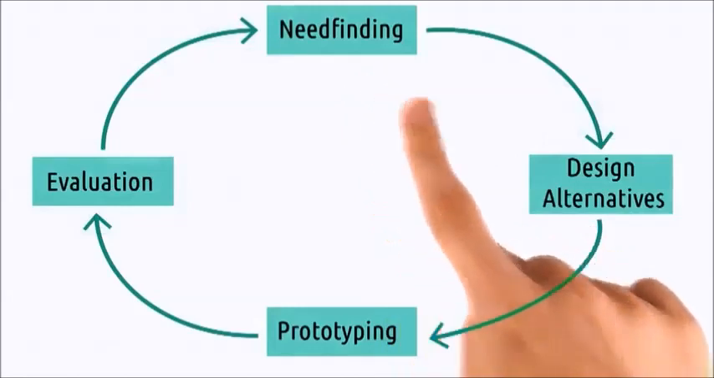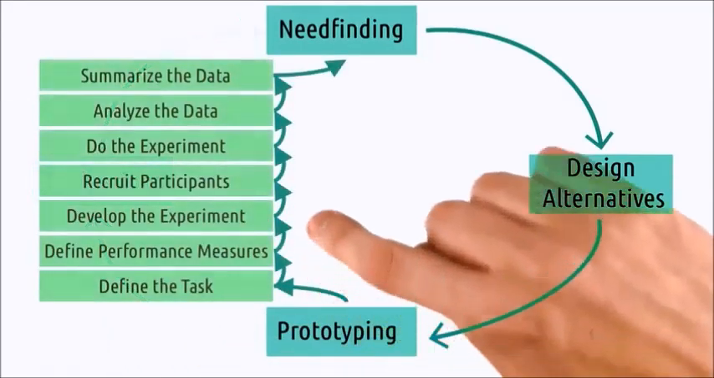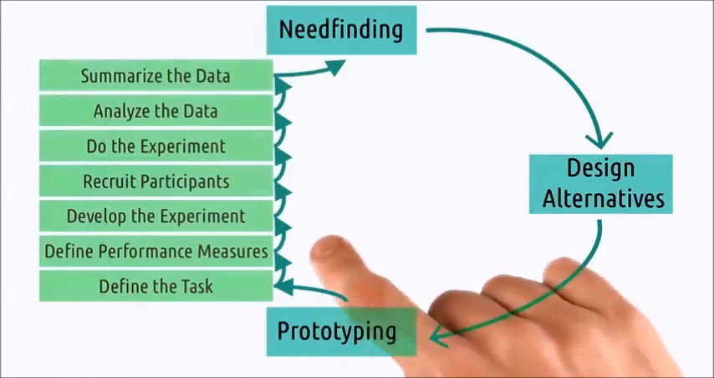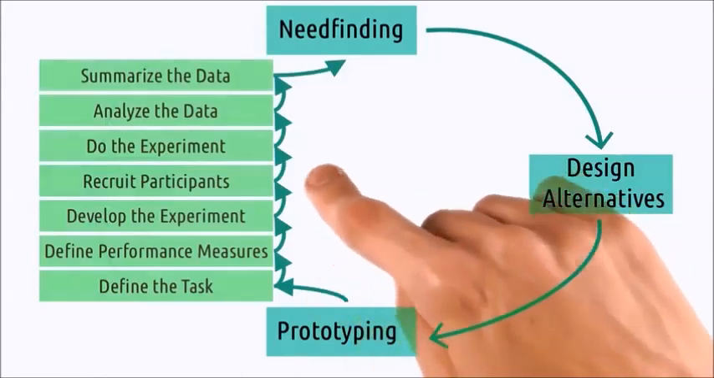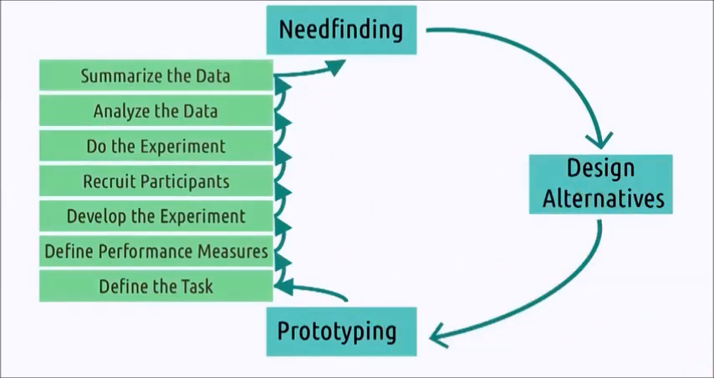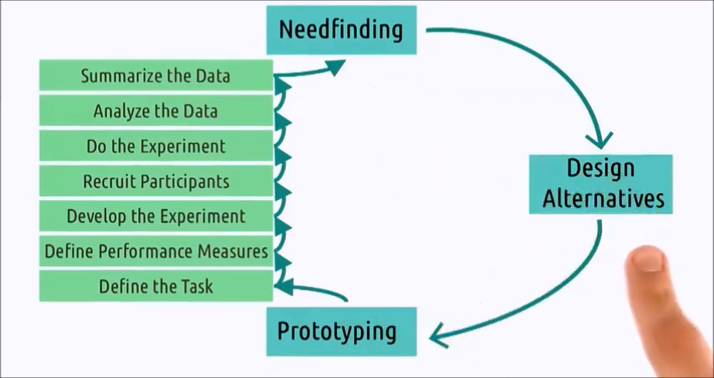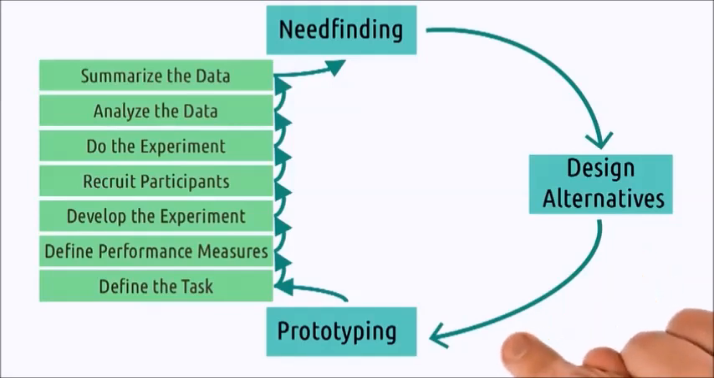We investigated user needs, developed alternatives, made a prototype, and put the prototype in front of users. To put the prototype in front of users, we walked through this experimental method. We defined the task, defined the performance measures, developed the experiment, recruited them, did the experiment, analyzed our data, and summarized our data. Based on this experience, we now have the data necessary to develop a better understanding of the user's needs, to revisit our earlier design alternatives, and to either improve our prototypes by increasing their fidelity or by revising them based on what we just learned.